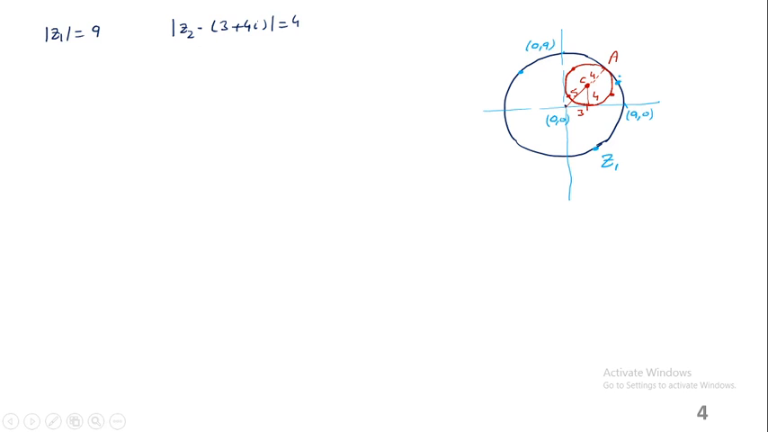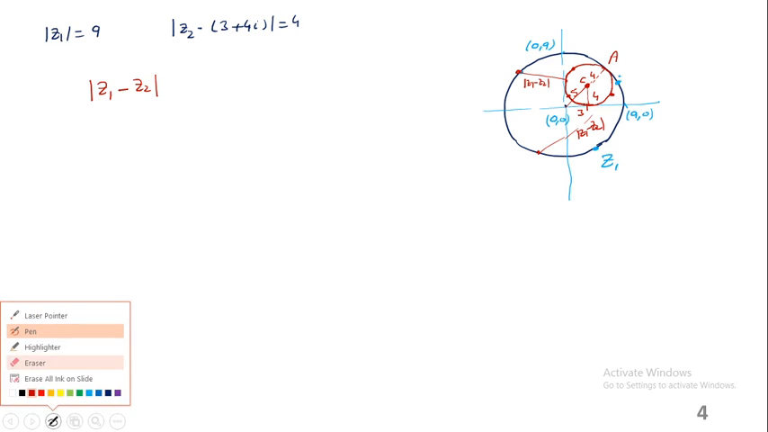I have to find the minimum value of magnitude of Z1 minus Z2. Now, what is the magnitude of Z1 minus Z2? Let me find out first. Suppose I take Z1 here and Z2 here. So the distance between these two points will be the magnitude of Z1 minus Z2. Suppose I take Z1 here and Z2 here. So this distance will be the magnitude of Z1 minus Z2. The distance between these two points will change according to the points we select for Z1 and Z2. And we have to find the minimum value of magnitude of Z1 minus Z2.